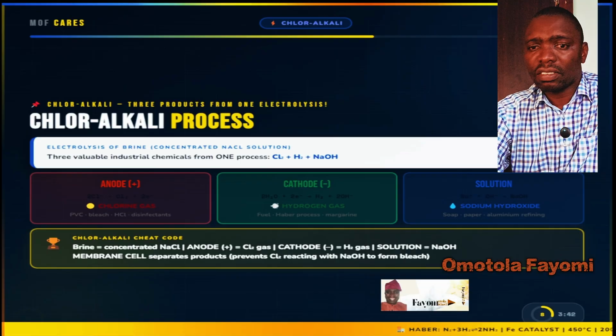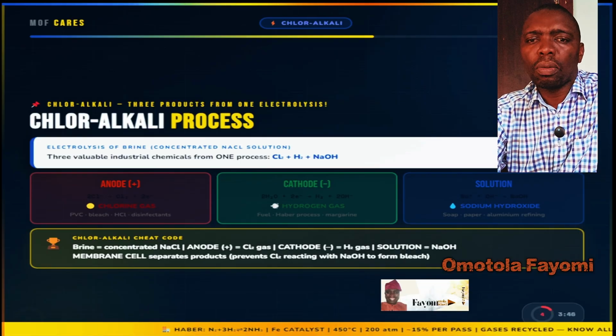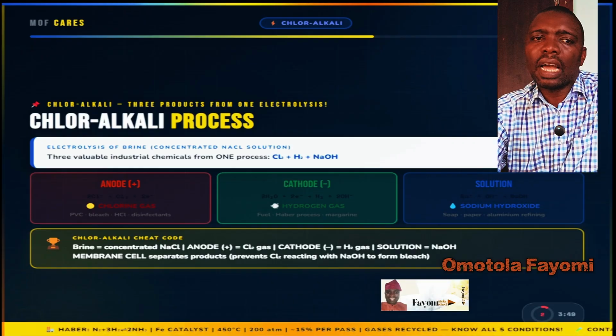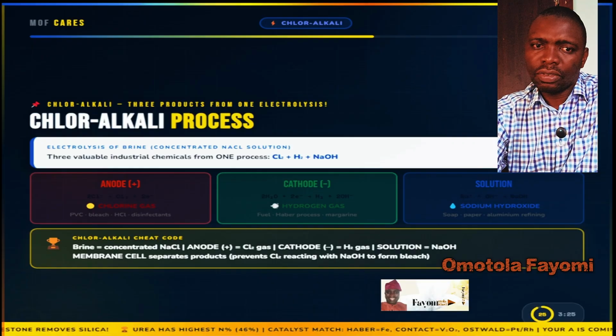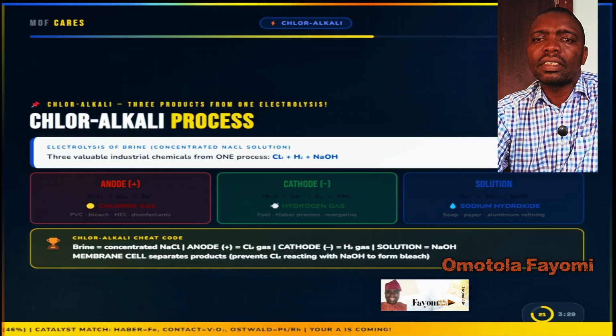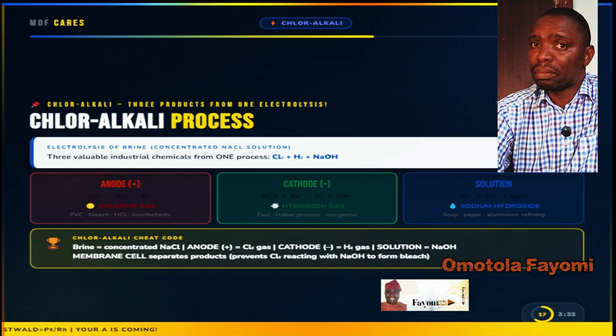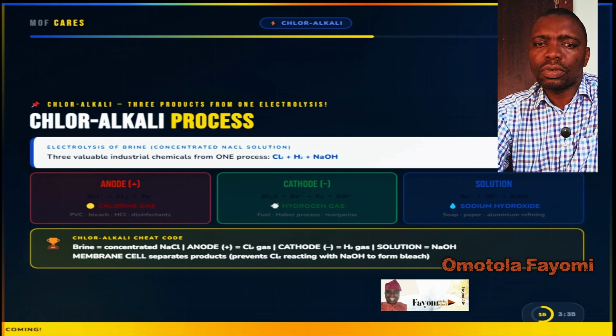The membrane cell is essential. The selective ion exchange membrane allows sodium ions to pass, but not chloride ions or hydroxide ions. This prevents chlorine from mixing with sodium hydroxide. Otherwise, they would react to form sodium hypochlorite. That's the bleach, which is a different product altogether.